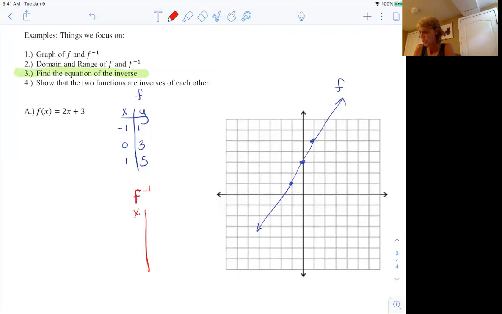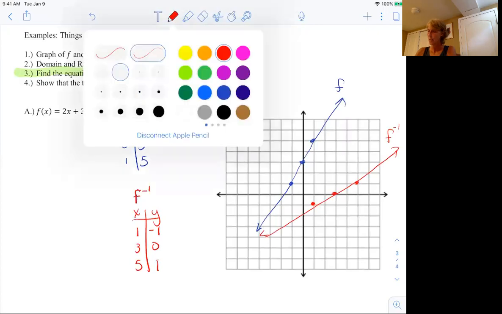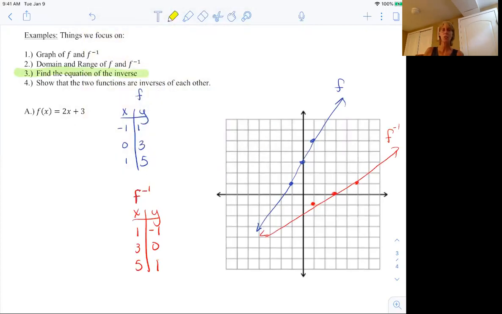So when I sketch the inverse, I'm going to go back up to my original table and take each ordered pair and just flip them. 1, -1, 3, 0, 5, 1. Switching x and y. This is my inverse function. Let's just make a note of this right now.